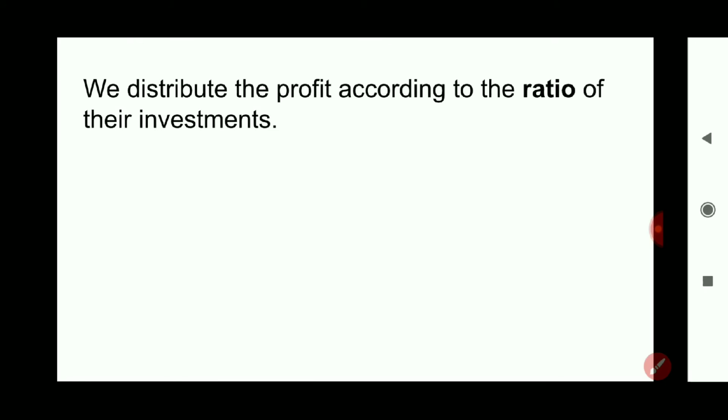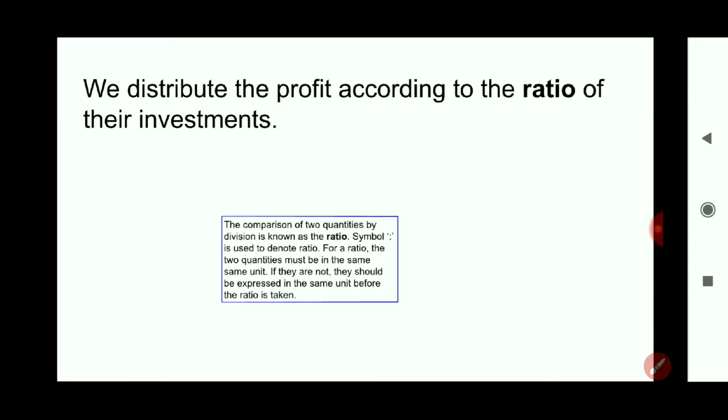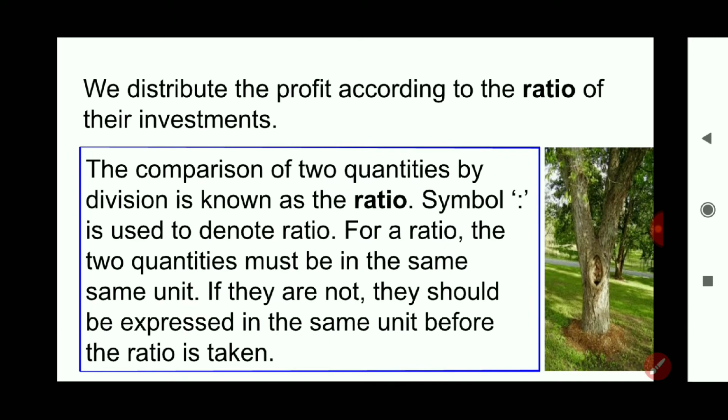How do we distribute? We distribute the profit according to the ratio of their investments. What is meant by ratio? The comparison of two quantities by division is known as the ratio. The symbol ":" (is to) is used to denote the ratio. For a ratio, the two quantities must be in the same unit. If they are not, they should be expressed in the same unit before the ratio is taken.